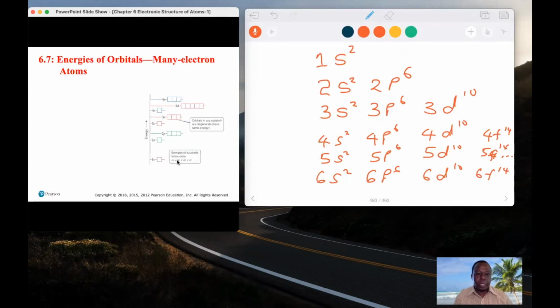according to increase in energy. If you look at where my cursor is, the order in which these orbitals are occupied by electrons has to do with the energy level. In other words, electrons will occupy 4s before 3d.